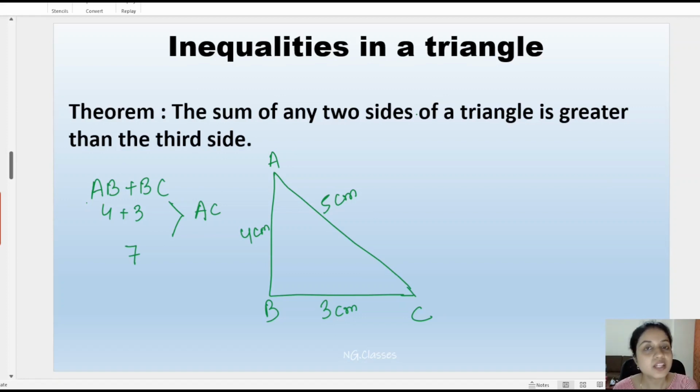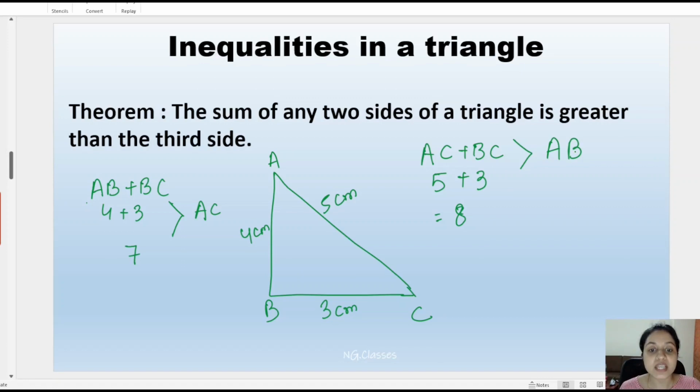Similarly, if you take any other pair, that means AC plus BC, 5 centimeters plus 3 centimeters is 8 centimeters, and that is greater than the remaining side, AB. So 8 is greater than 4 centimeters. That is true and valid. If you take any two sides of a triangle and add them, the sum has to be greater than the third side. Then and only then we will get a triangle.